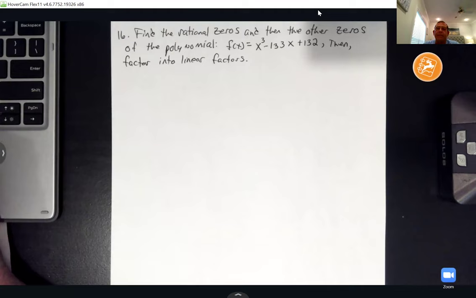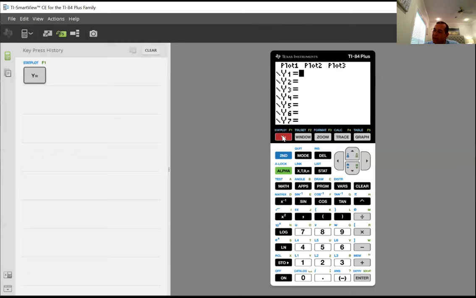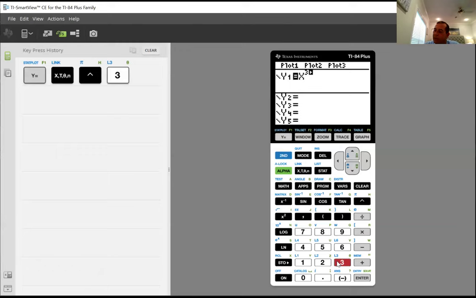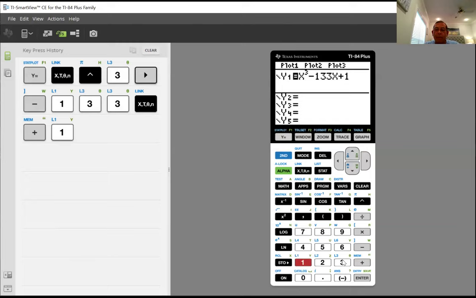So I'm going to switch to my calculator, go to y equals, and I'm going to put in my x to the third. All right, arrow down, minus 133x. Plus 132. All right, so two ways to find x-intercepts. We can graph it, or we could look at the table. Remember, if you look on the table, if it's an x-intercept, it's going to have a zero for the y. So I'm going to see the graph first.